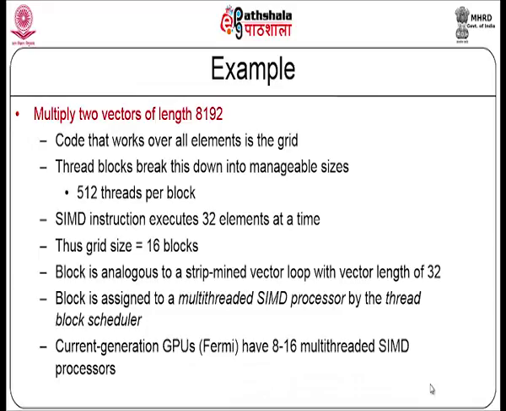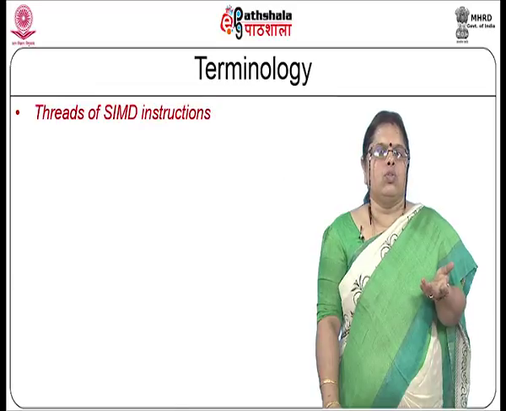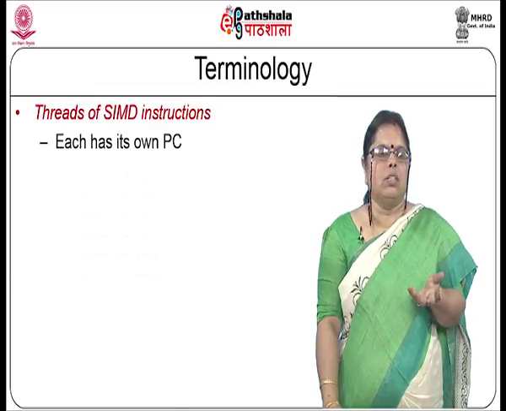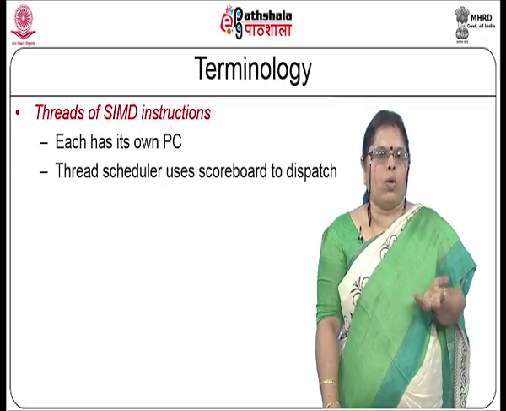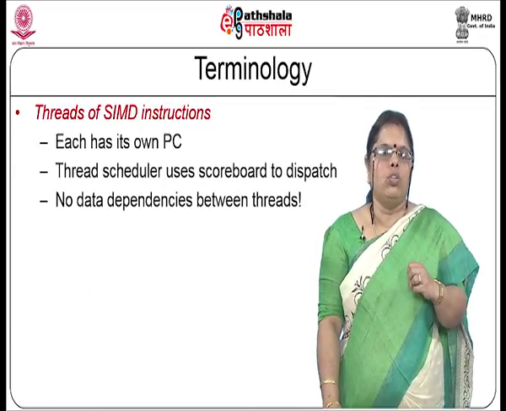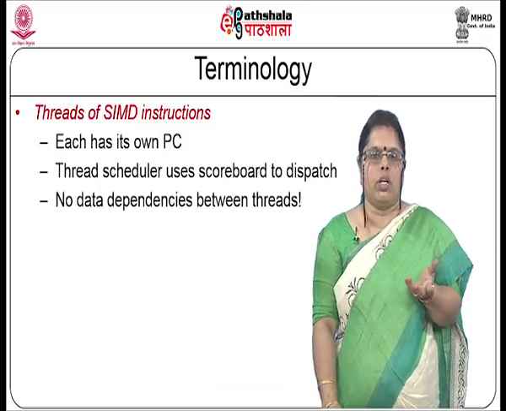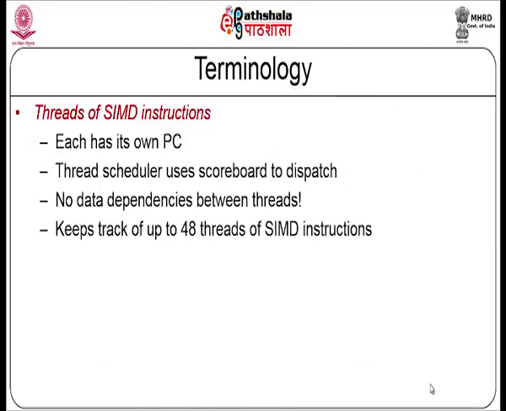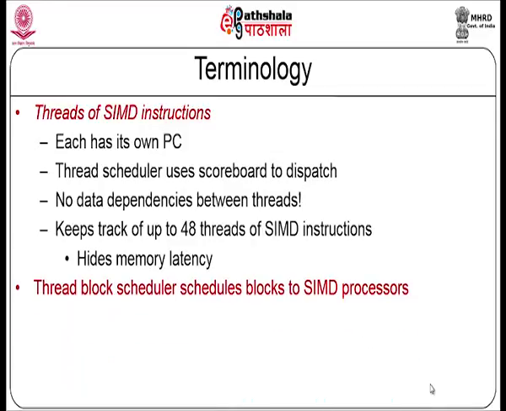And the current generation GPUs, for example Fermi, have about 8 to 16 multi-threaded SIMD processors. So you have threads of SIMD instructions where each thread has its own program counter. A thread scheduler uses a scoreboard to dispatch, so you have out of order execution there. There should be no data dependencies between threads, and you keep track of up to 48 threads of SIMD instructions in a typical architecture. You try to hide the memory latency, and the thread block scheduler schedules blocks to SIMD processors.